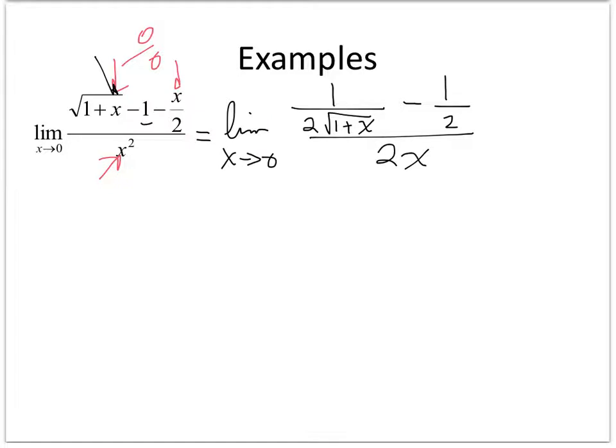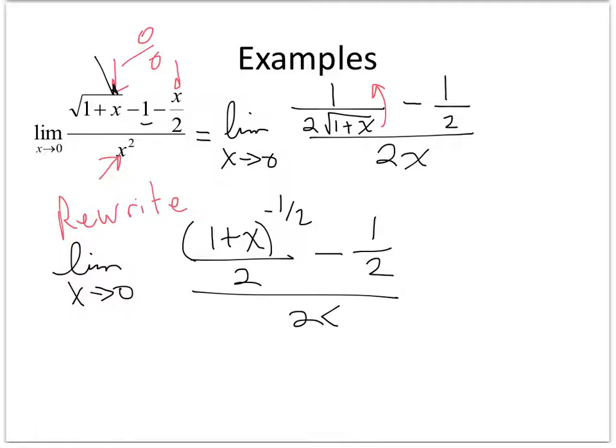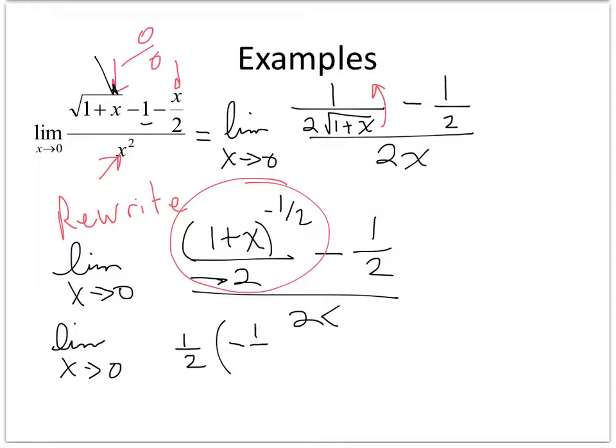I still cannot plug in 0, so I would rewrite this to look a little better, meaning the limit as x approaches 0. I'm going to bring this to the top, so I'll be able to just look at it and use the power rule. So that's 1 plus x to the negative 1/2, because it's square root's the 1/2, but it was in the bottom, over 2, minus 1 over 2 over 2x. Now I'm going to take the derivative again. So if I take the derivative of this piece, I can pull that 1/2 out front. I bring the negative 1/2 down, leave the inside alone, and then I subtract 1. So I get negative 3/2 all over 2.